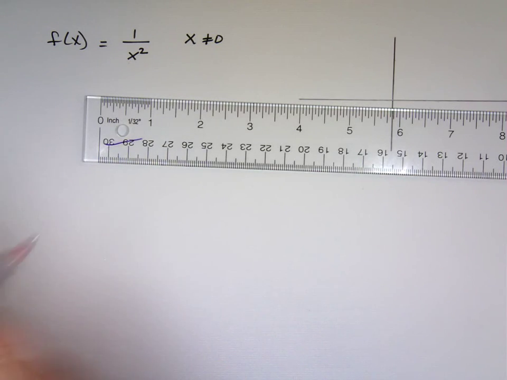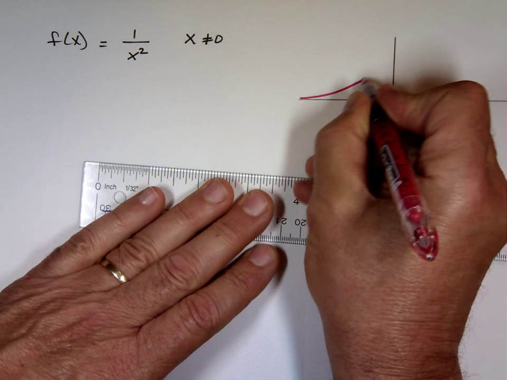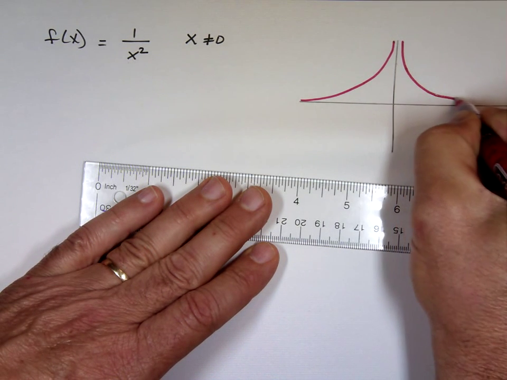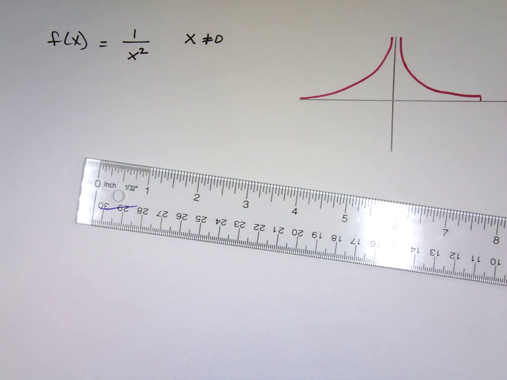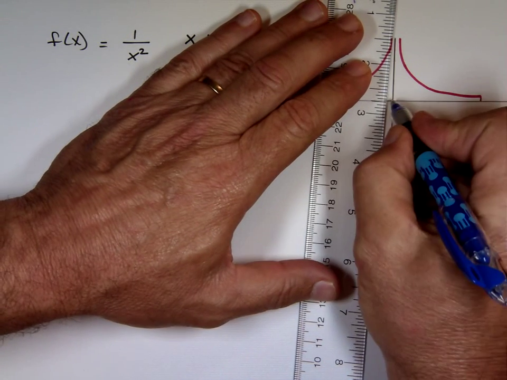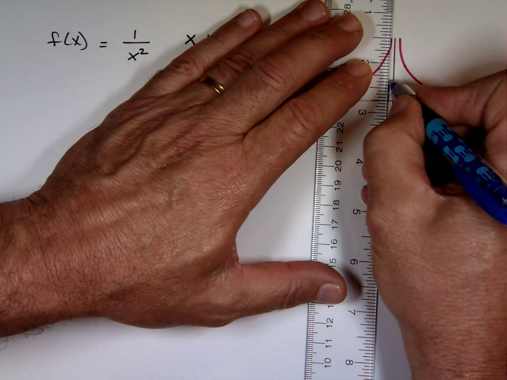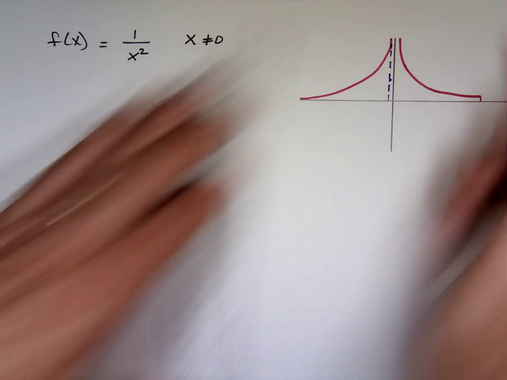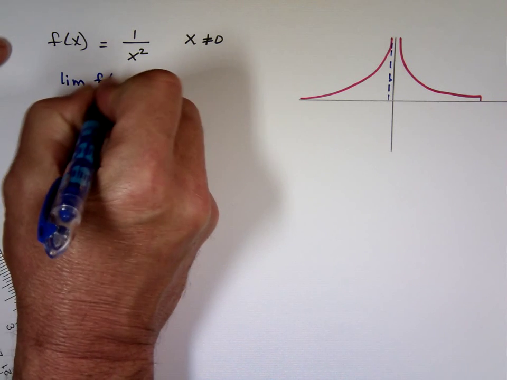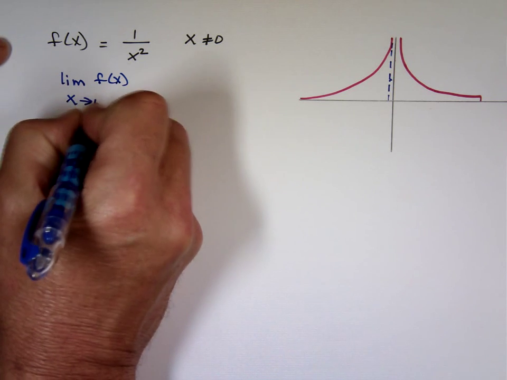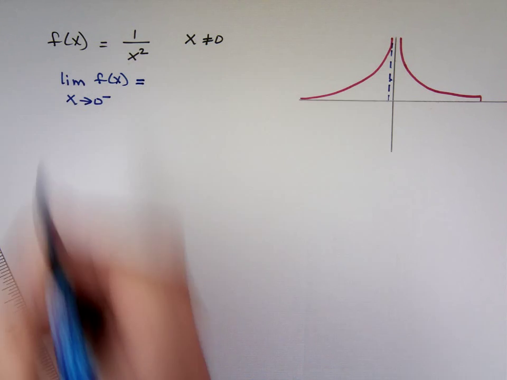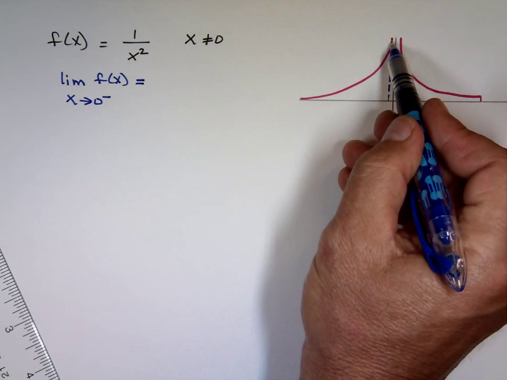From this end, it looks like this. From that end, it looks like this. So graphically, let's look at the limit as you approach 0 from the left side. Get it close to 0 from the left side. Where's the y value going to? So what's the limit of f of x as x approaches 0 from the left side? Where is it going to? What's the y value way up there? Infinity, yep.